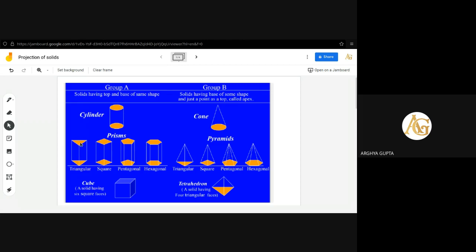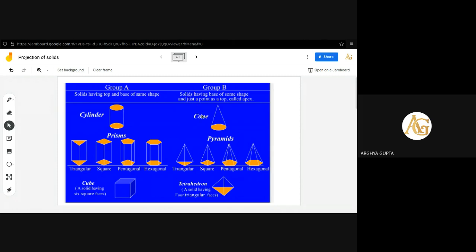As it is a triangular base, it will be a triangular prism. Then a square base, so square prism. Then pentagonal prism, then hexagonal prism. And this is the cylinder. A cylinder also has two similar bases, that is, two circles.